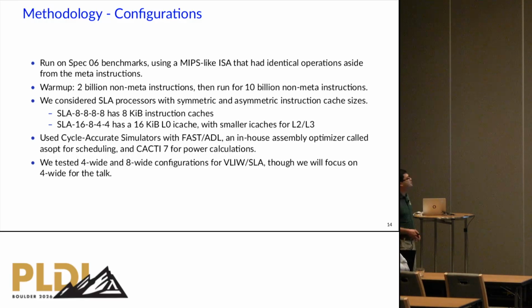If you're wondering why we use such old benchmarks, it's because it was very hard getting this thing running in the first place and making a new ISA and a new compiler and everything else. We warmed it up for 2 billion non-meta instructions and then ran for 10 billion non-meta instructions, these meaningful instructions.